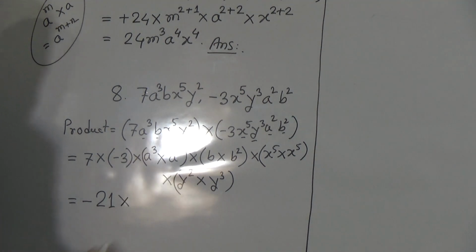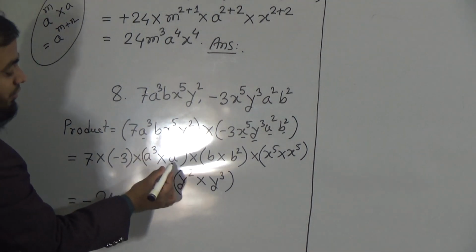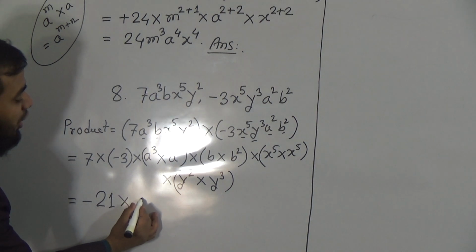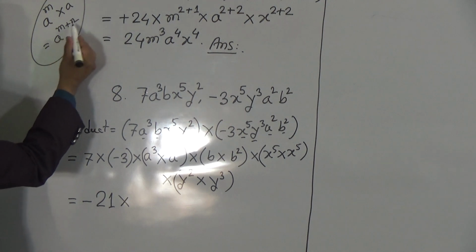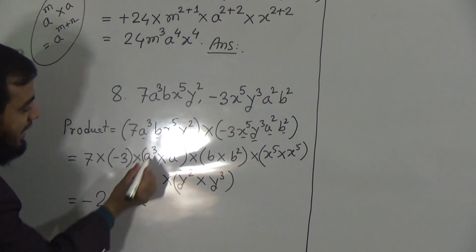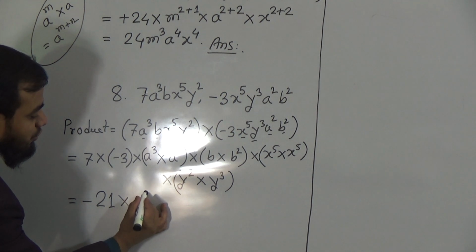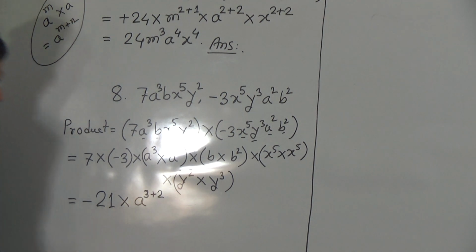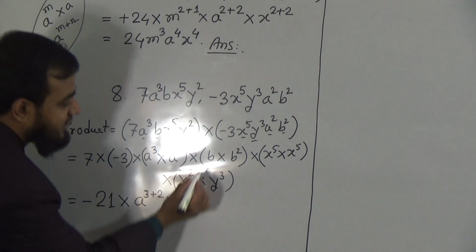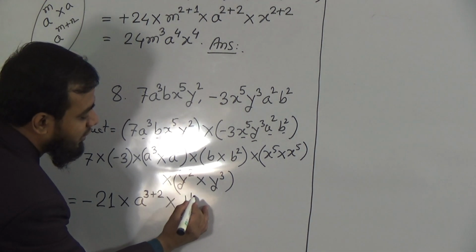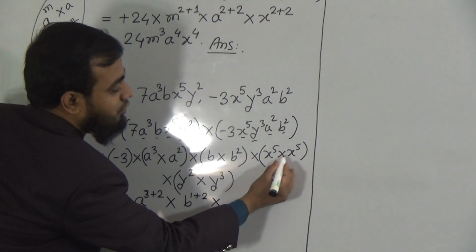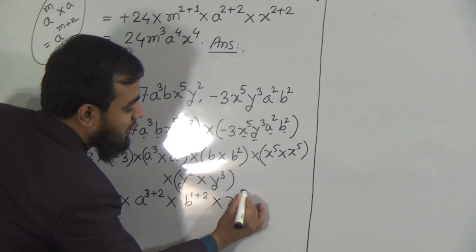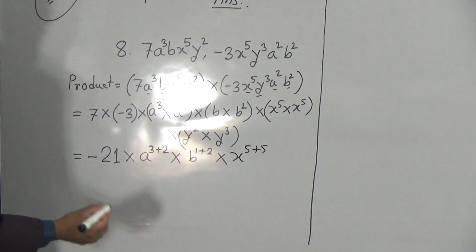Now multiply a to the power 3 and a to the power 2. It will be how much? It's the formula of a to the power m multiplied with a to the power n. It will be a to the power m plus n. So a to the power m plus n, m equal to 3 and n equal to 2. Simple multiplication. Now we have b with a power of 1, right? So b to the power 1 plus 2. Next, the multiplication is x to the power 5, x to the power 5. It will be x to the power 5 plus 5 with the help of the first formula.